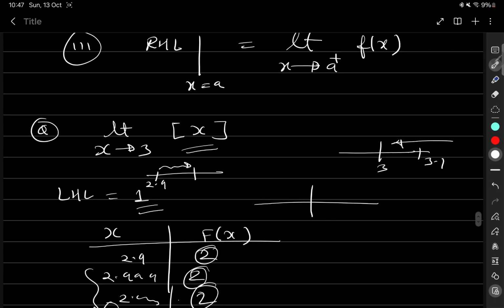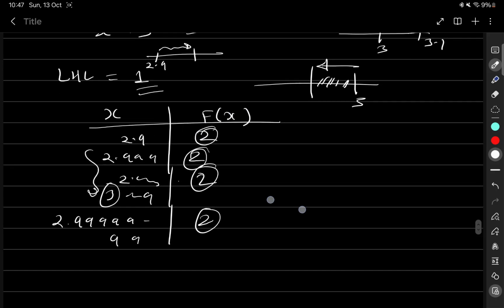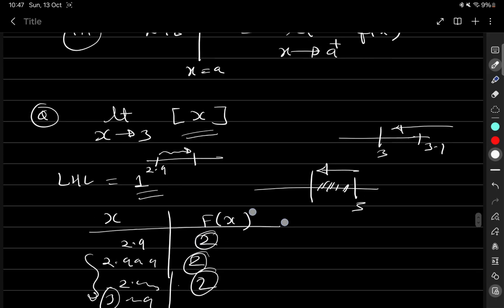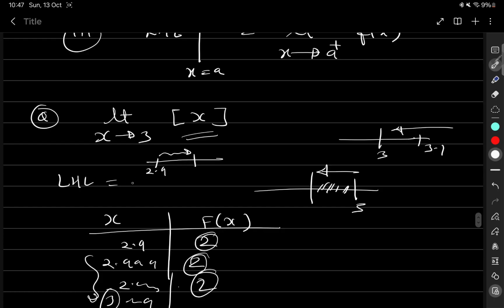Means in GIF, whatever the value is there we will take the leftmost point. Whatever the point of integer we have in the left, we will take this point. So what we are getting? We are getting 2. So we are getting 2 from left hand side.